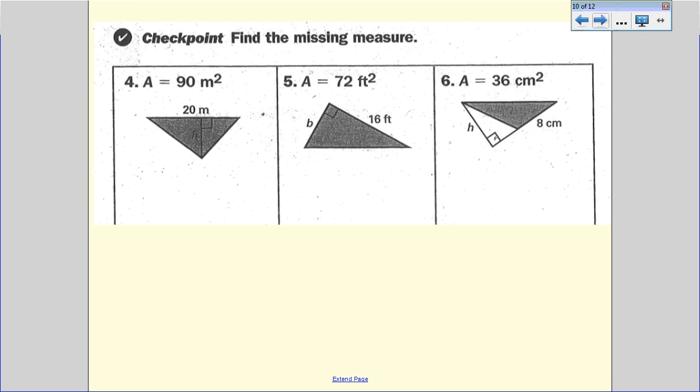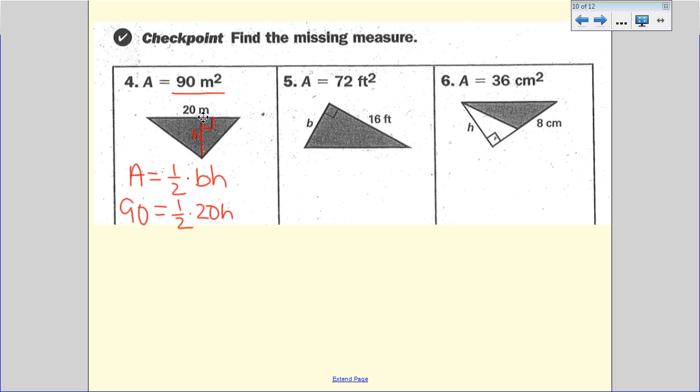All right, so we want to find the missing measurement. I can see that I'm looking for the height. So I have an area of 90. So I have A equals 1/2 times B times H. So plug in what I know. I know I have an area of 90. I have 1/2. My base is 20. And I need to solve for H.